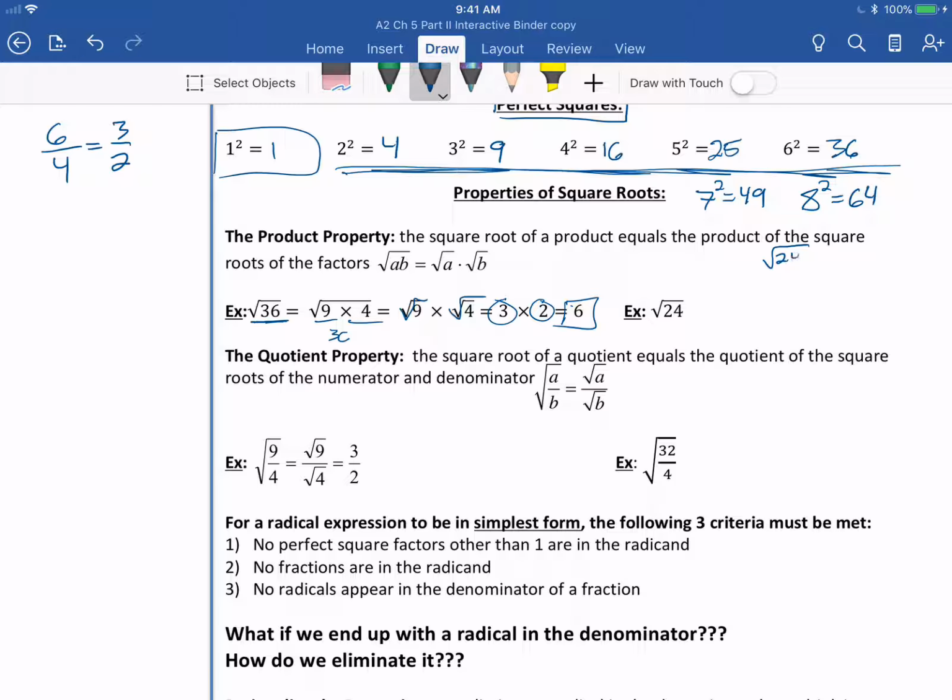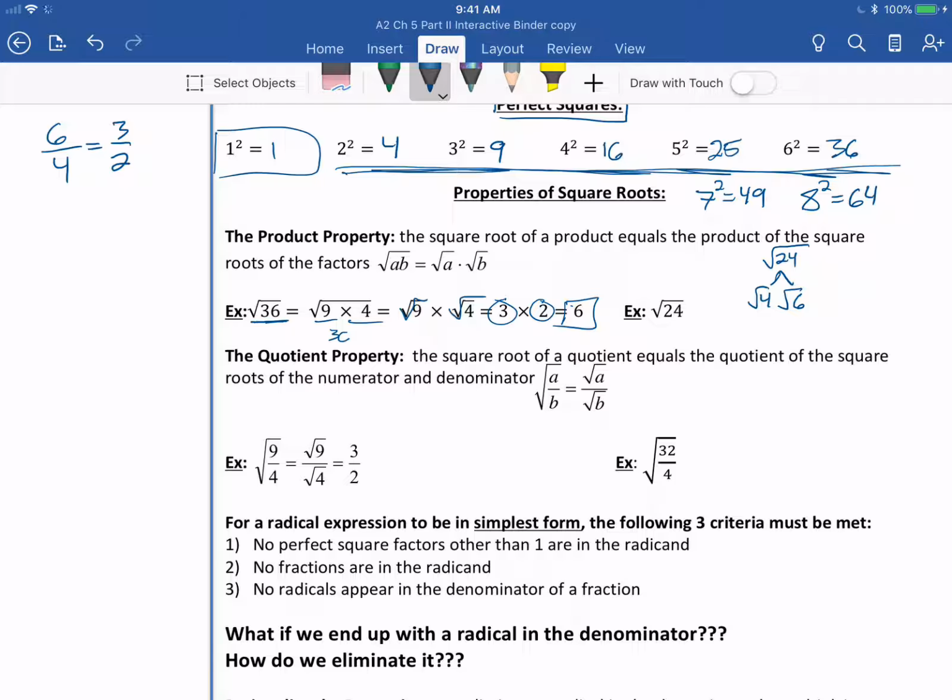I kind of like this to work. This is like a factor tree. So the square root of 24, I can break out the square root of 4 out of there. But how many times does the square root of 4 go into 24? It goes into there the square root of 6 times, because 4 times 6 gives me 24.